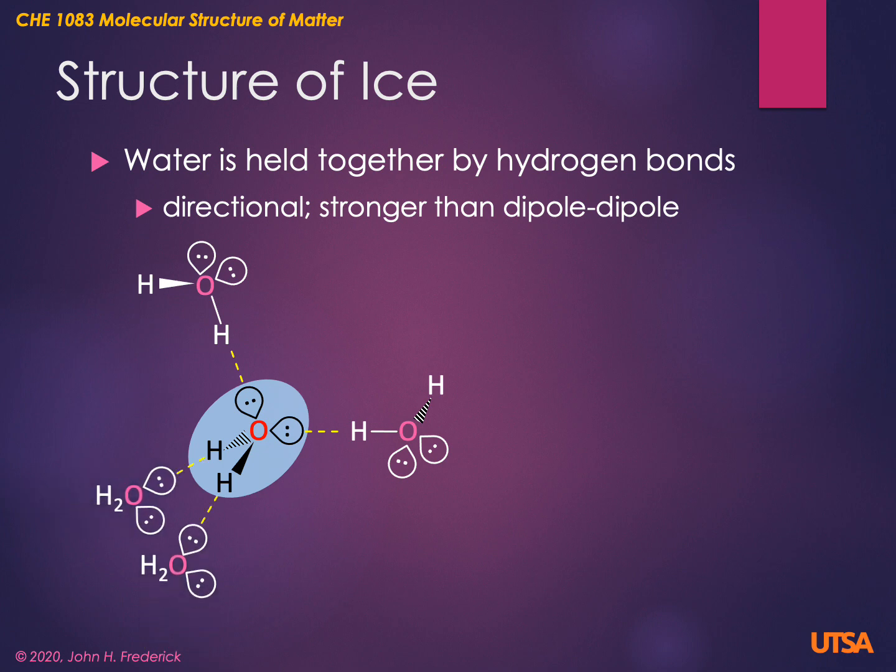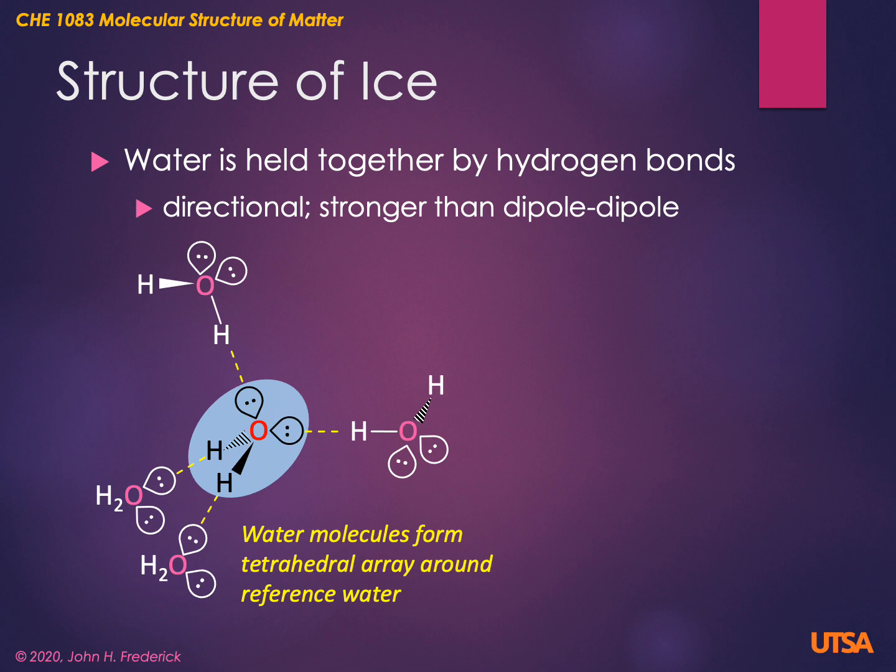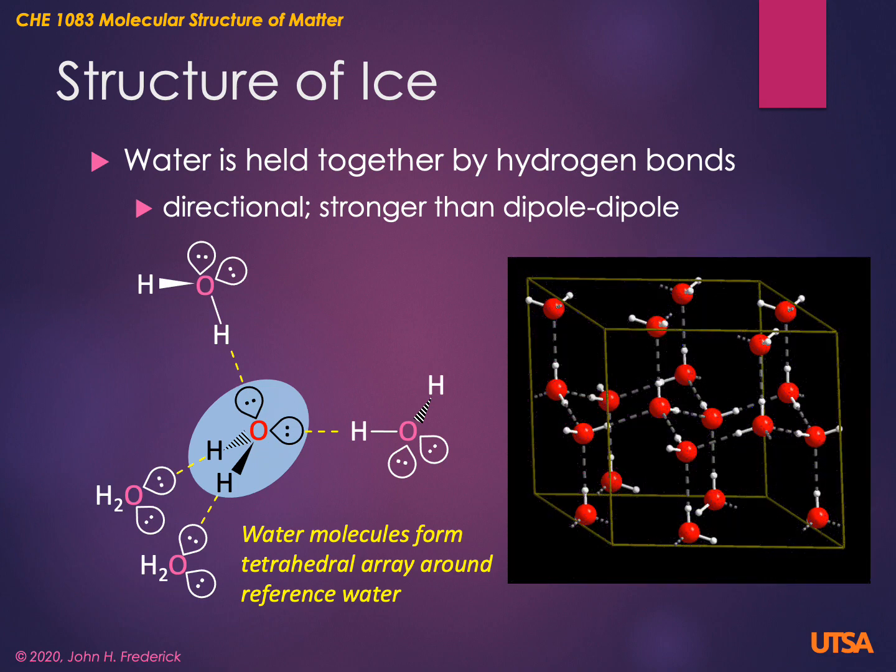It's directional and it's stronger than dipole-dipole forces. So if I have a water molecule, it can now form hydrogen bonds to other water molecules. And in fact, each water molecule can form a total of 4 hydrogen bonds. So it can form this extended network. And each of the units in this network form a tetrahedral array around sort of this reference water. So it's an ordered network of molecules that are held together by hydrogen bonds, and the fact that it's ordered makes ice an ordered solid. Here's what a model of it might look like.